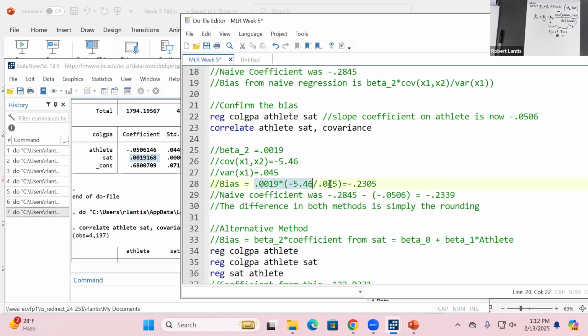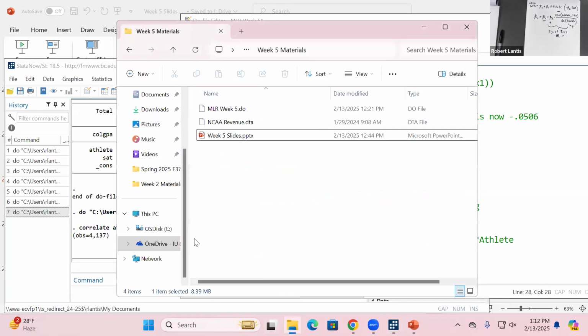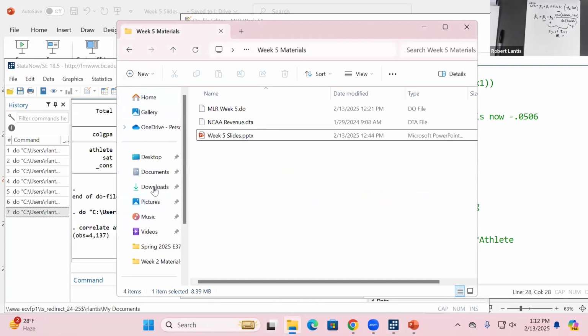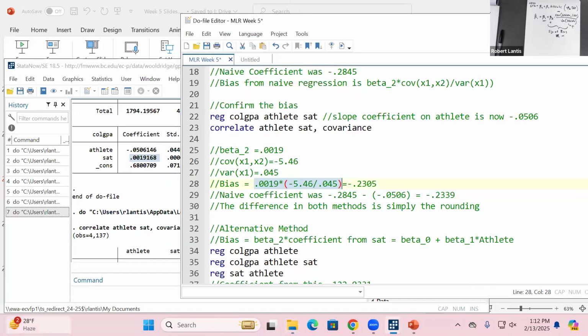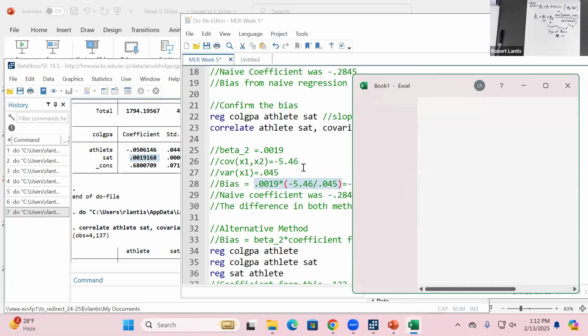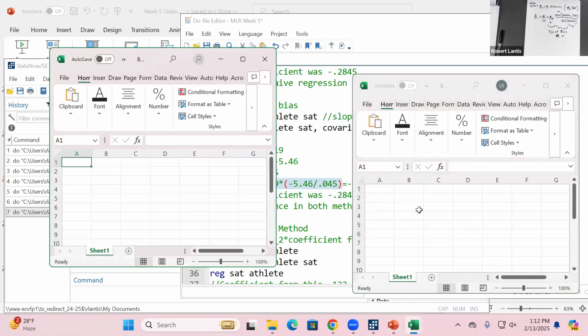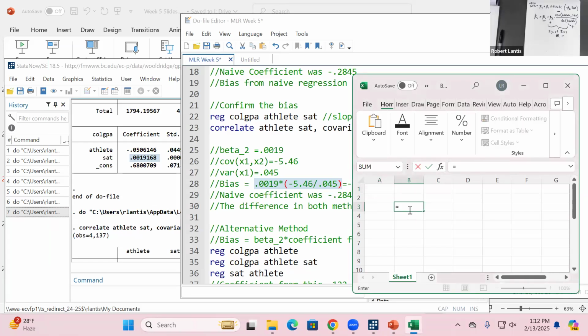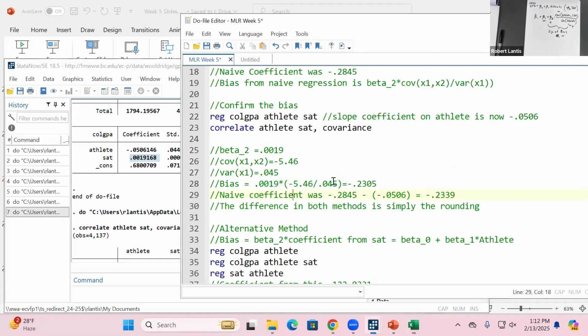You can prove this to yourself. I guess we could access Excel real quick. I get that bias of negative 0.23 without even having to run that second regression, right? Just using the covariance and the variance of those variables.